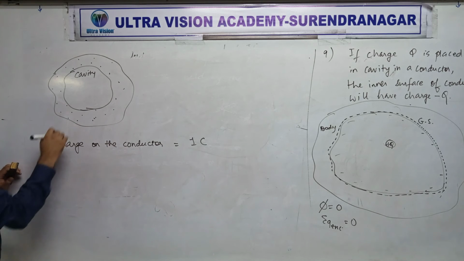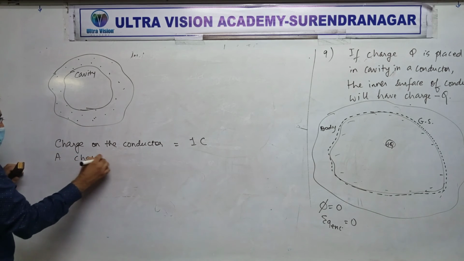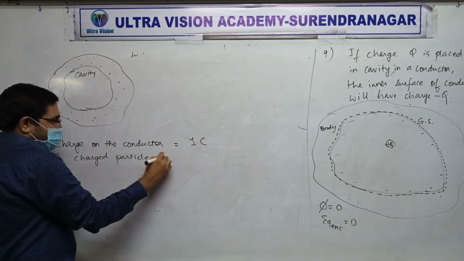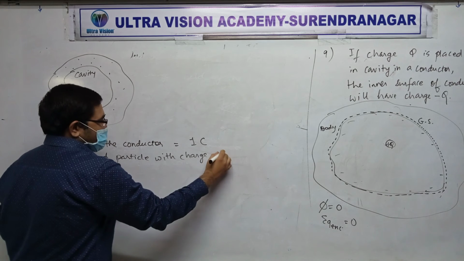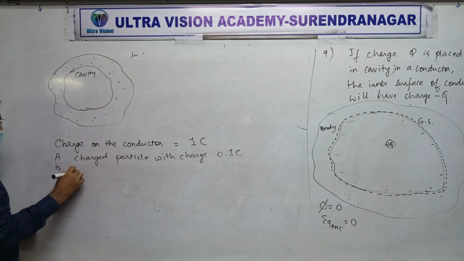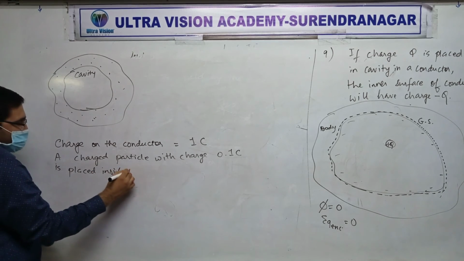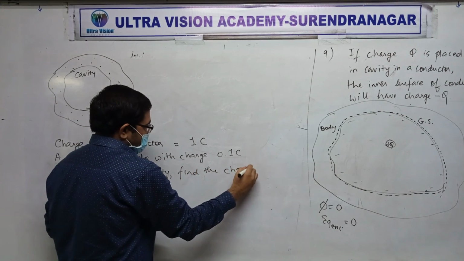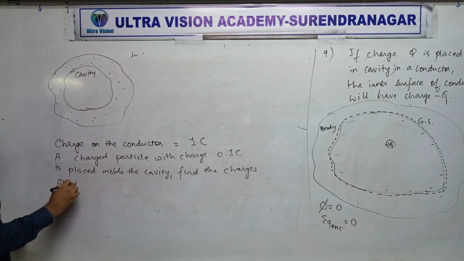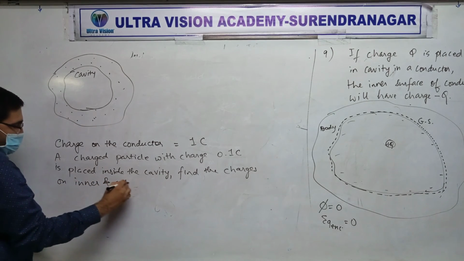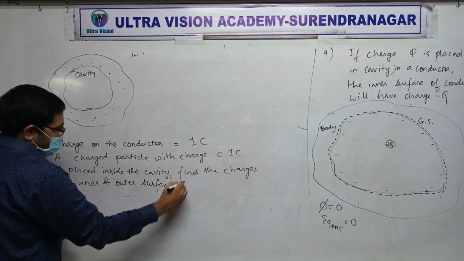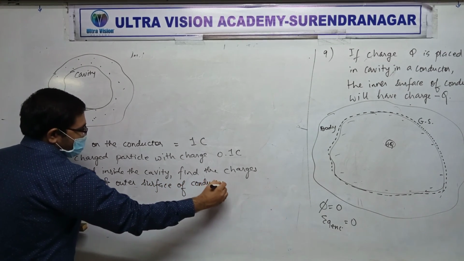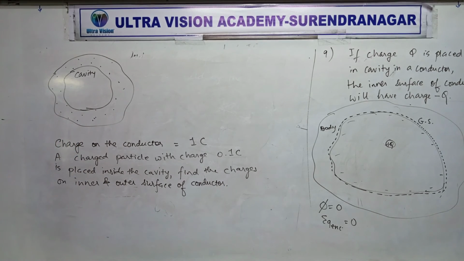Now if I say that a charged particle with charge 0.1 coulomb is placed inside the cavity, find the charges on the inner and outer surface of the conductor. The simple question. Use the concept that we have just learned.